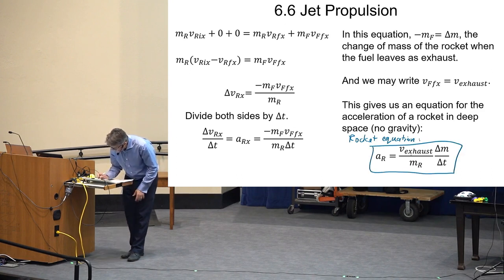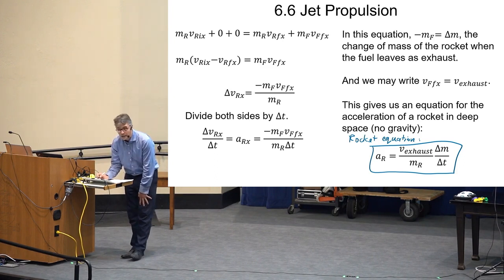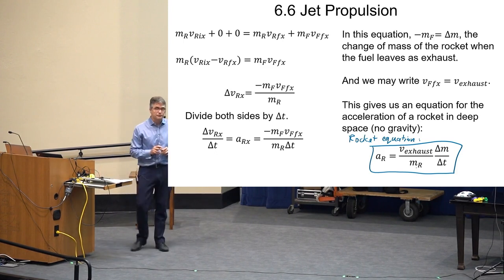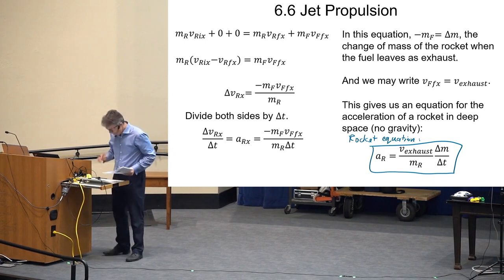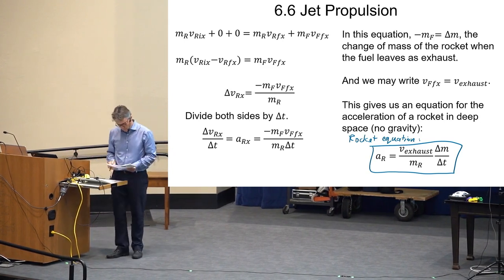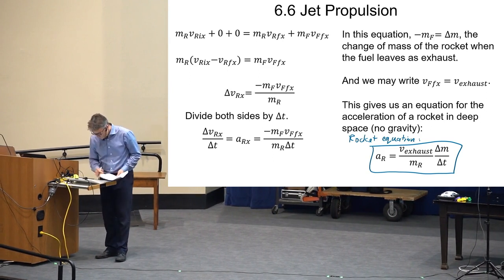The acceleration of a rocket is determined by how much fuel, the delta m, leaves the system divided by how long it takes that to leave the system, times the speed of the exhaust relative to the rocket divided by the mass of the rocket. I'll give an example of doing that if I have time. Yeah, I think I do.